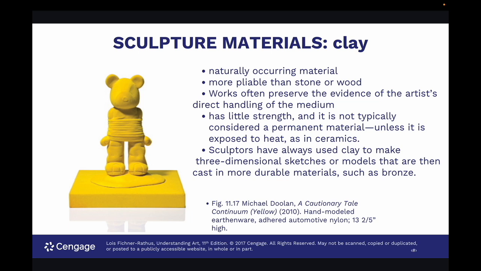Sculptors have always used clay to make three-dimensional sketches or models that are then cast into more durable materials, such as bronze. The example that we have here is by Michael Dolan, and it is a finished piece. So this clay has been fired to a permanent state and then painted with that bright yellow color. It's making little playful references to children's toys.